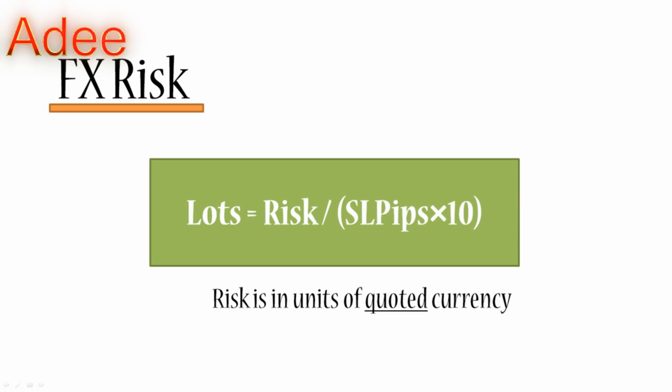So all you have to do is you take your risk, the amount of money that you're prepared to lose in a particular transaction if the market goes against you, and you divide that by the number of pips in your stop loss multiplied by 10, and that will give you the amount of lots you should enter the market with. And that's very powerful because that's the way you control your risks.